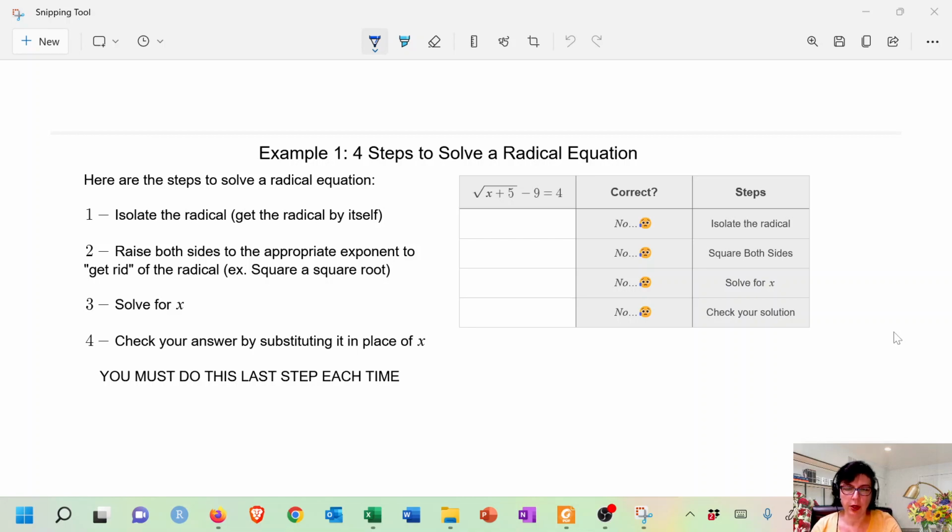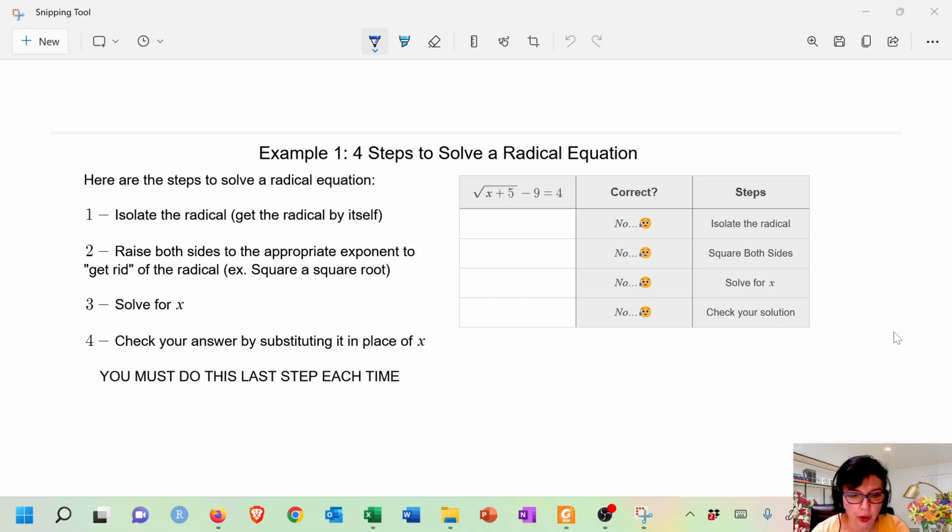So if it's a square root, what operation would you use to get rid of the radical? That would be squaring. If it was a cube root, you would be raising it to the power 3. If it was a fourth root, you would be raising both sides to the power 4. So these are operations that will undo the radical. And so for us, we're going to square it. But first, you have to isolate it. Then after you raise it to squares or whatever it is, you need to solve for x.